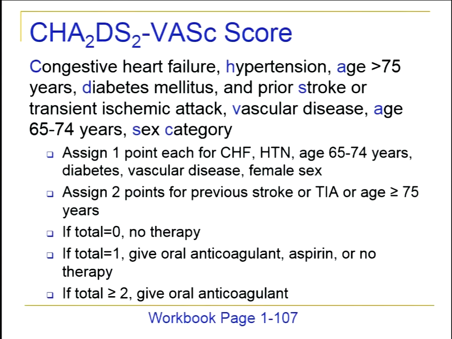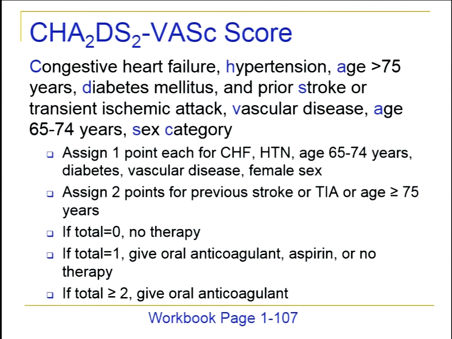So in the case of primary stroke prevention, we're going to use our CHA2DS2-VASc score. So remember, you've seen this before, of course: congestive heart failure, hypertension, age over 75, diabetes, prior stroke or TIA, vascular disease, age 65 to 74, and sex category. It's 1 point for most of those things and 2 points for a previous stroke or TIA, and that's why they get the little 2, or age over 75.